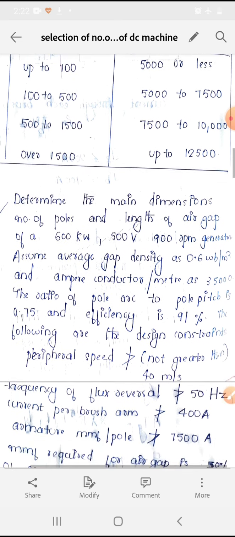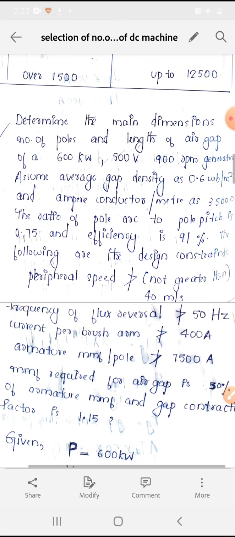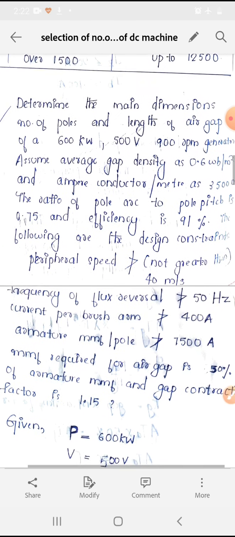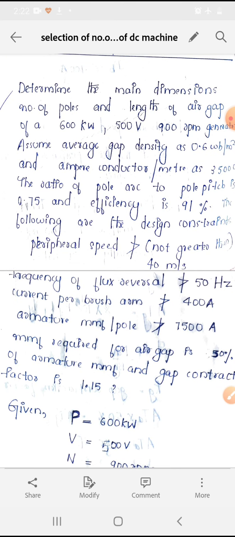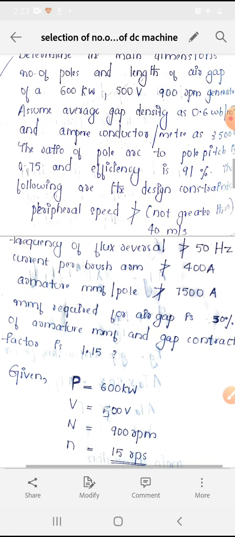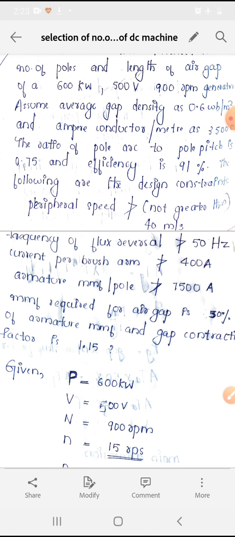The following are the design constraints. First is peripheral speed should not be greater than 40 meter per second. Second one is frequency of flux reversal should not be greater than 50 Hz. Current per brush arm should not be greater than 400 ampere. And also armature MMF per pole should not be greater than 7500 ampere.